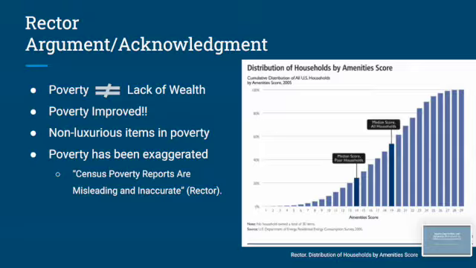Some children can have homeschool amenities because they simply can't pay for public education. And so while Rector makes a valuable argument towards the modern measurements of poverty, there are too many variables which he leaves out of his equation to take his conclusions into full consideration.